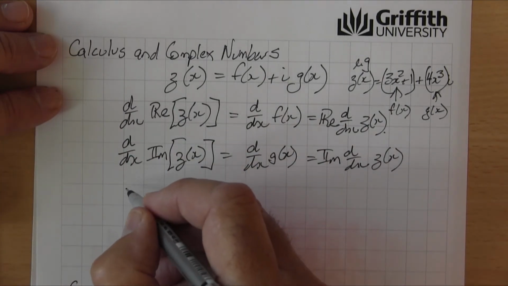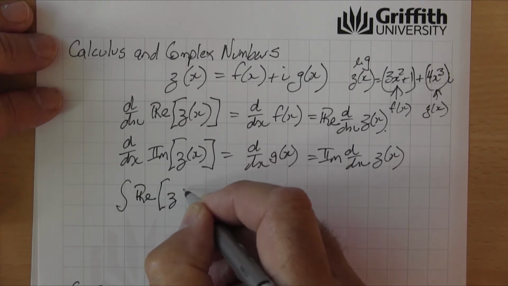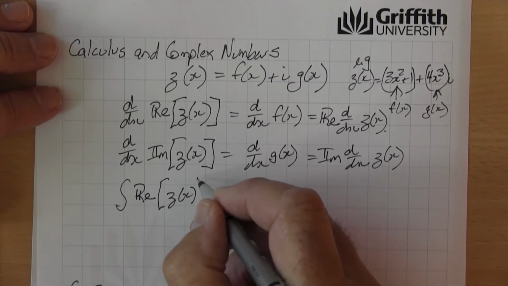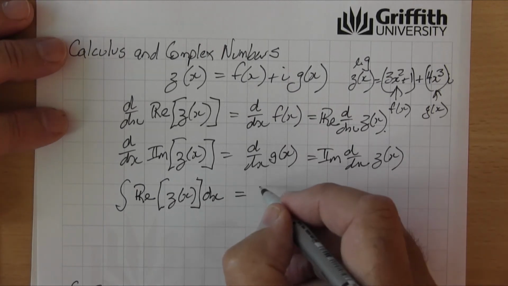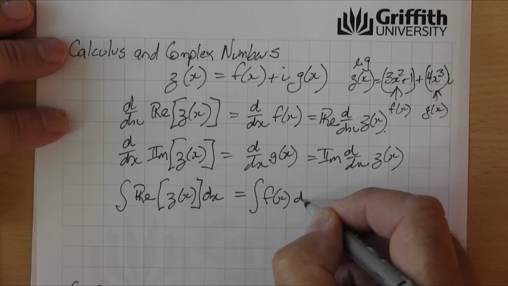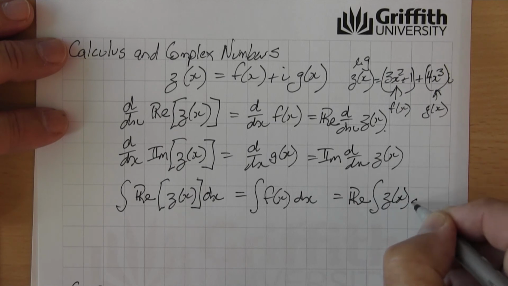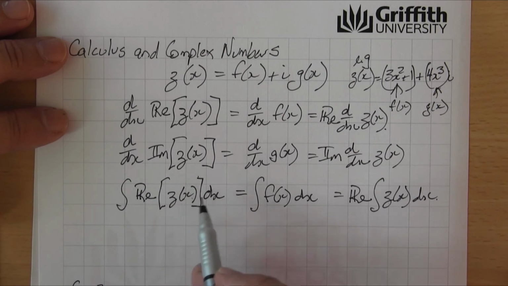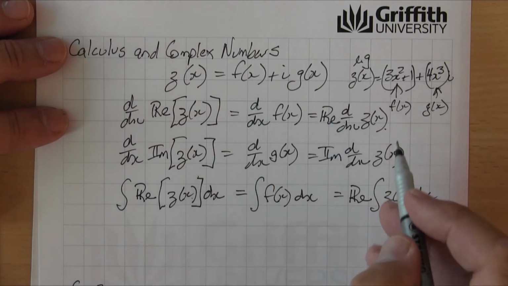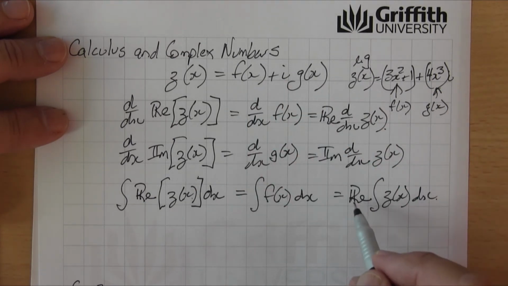With the integrals, the integral of the real part of z of x dx is equal to the integral of f of x dx, and that's equal to the real part of the integral of z of x dx. So the integral of the real part is the integral of f of x, and you can just find the integral of the whole complex number, real and imaginary, and then just identify what is the real part.